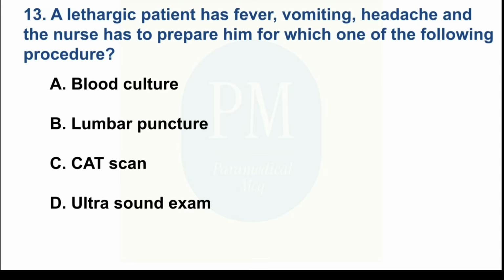A lethargic patient has fever, vomiting, headache, and the nurse has to prepare him for which one of the following procedures? Option A, blood culture. Option B, lumbar puncture. Option C, CT scan. Option D, ultrasound exam. The correct option is option B, lumbar puncture.